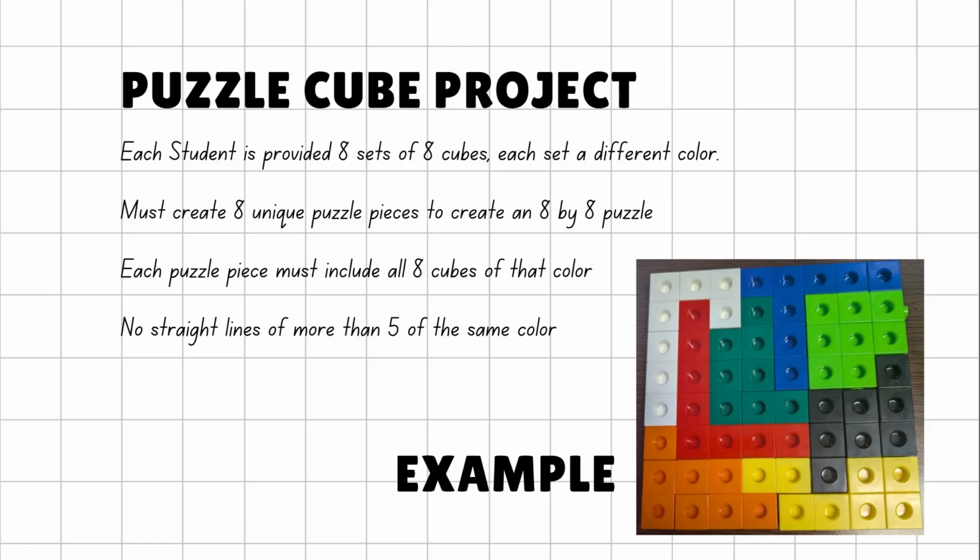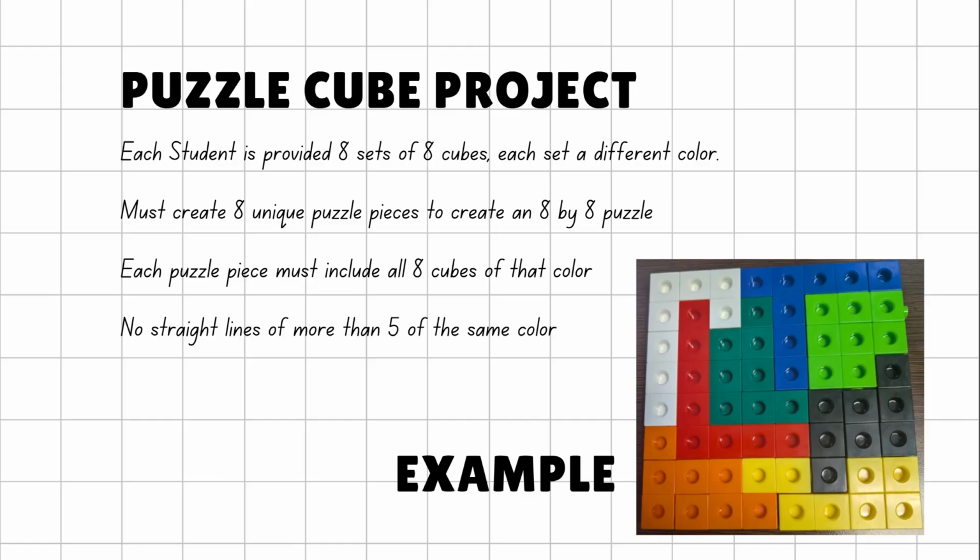Each of the students, you are provided 8 sets of 8 cubes, each set a different color. When you first get them, they're in sticks of 8 in a straight line. You must create 8 unique puzzle pieces to create an overall 8 by 8 puzzle. So if you look in the example in the lower right hand corner, you'll see a finished example.